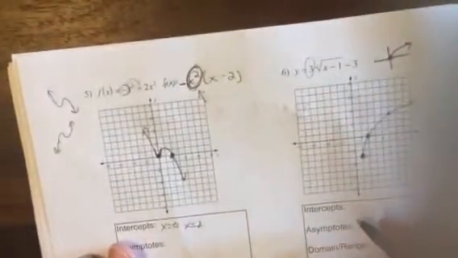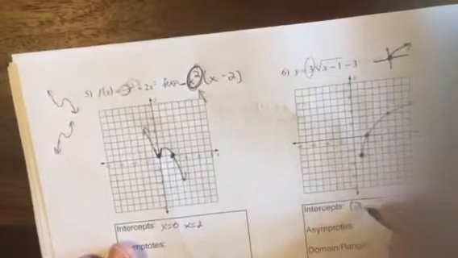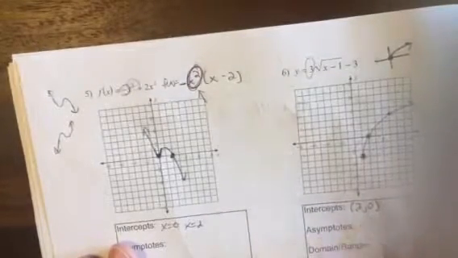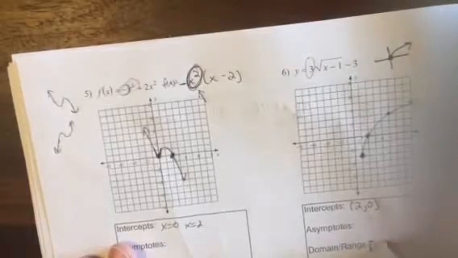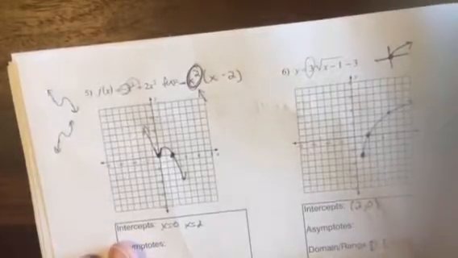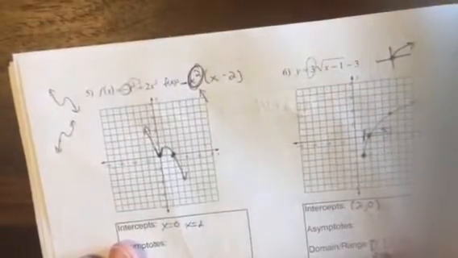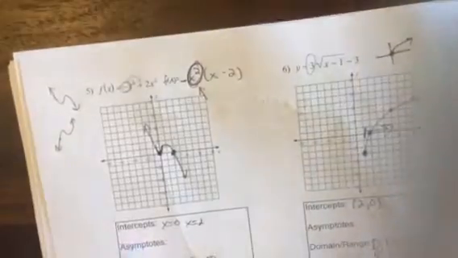There is no y-intercept. There's an x-intercept at 2, 0. There are no asymptotes. The domain is all the numbers between 1 and infinity. The x values go between 1 and infinity. And the y values go between negative 3 and infinity.